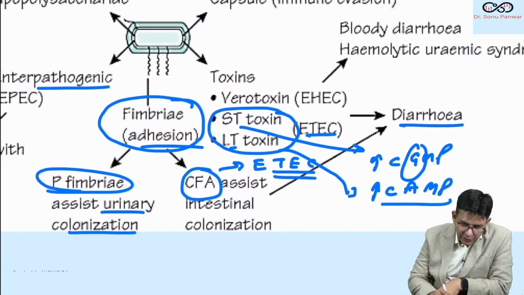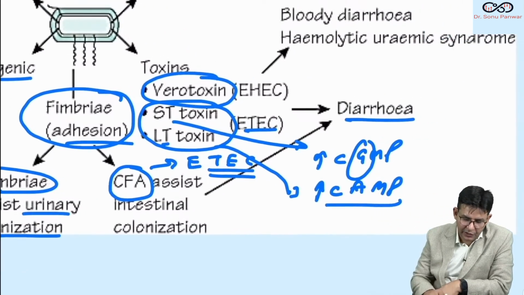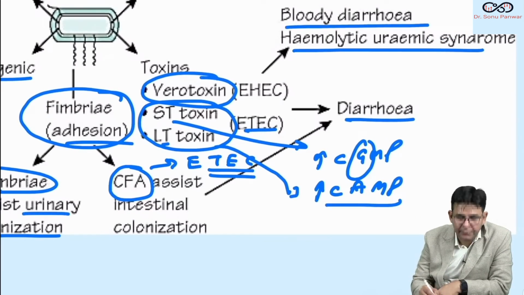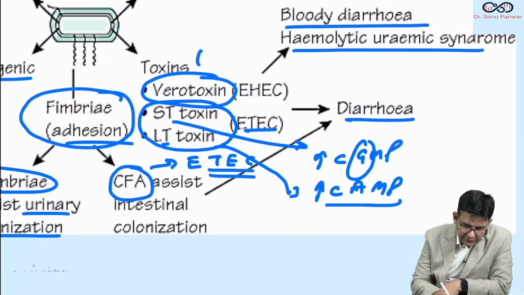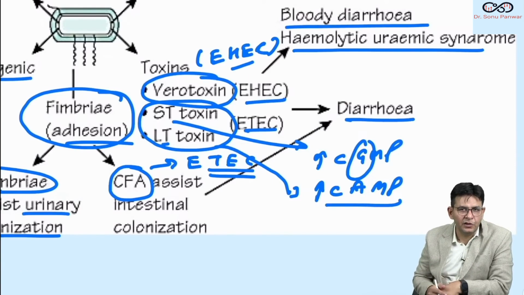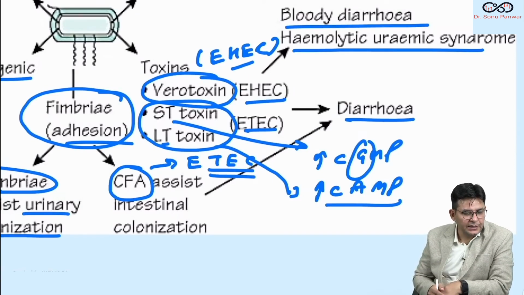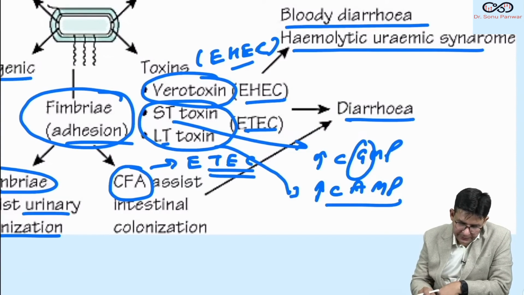Now, verotoxin. Another question likely coming in the exam is this. Verotoxin associates with HUS, guys, and bloody diarrhea. And which particular one is there? EHEC. Okay, as it is written also. Verocytotoxin or verotoxin is also termed as Shiga-like toxin. Fine. So this is also there.